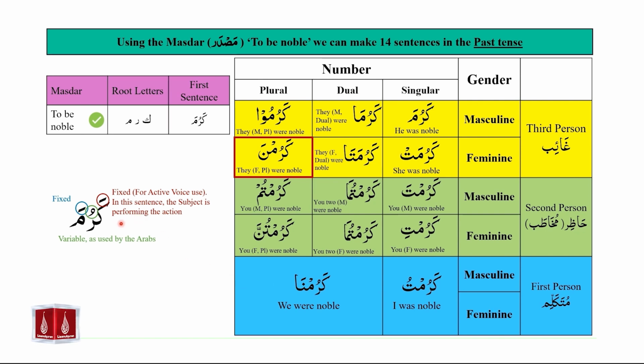Karuma is written on this pattern where there is a zabar on kaf, which is fixed for active voice use. On ra, which is the second alphabet, there is pesh. This is in contrast to the previous examples where we either had zabar or zair. The pesh on ra is variable because it is as it is used by the Arabs. And finally there is a zabar on mim, which is fixed.